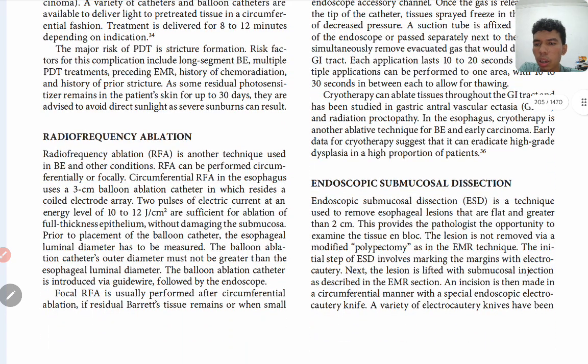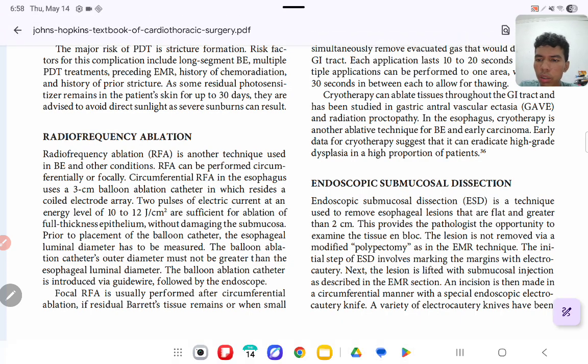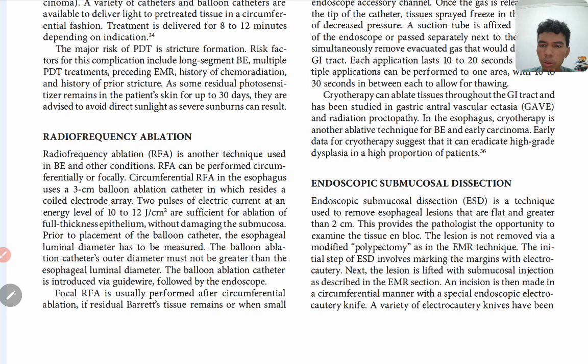Radiofrequency ablation. Radiofrequency ablation (RFA) is another technique used in BE and other conditions. RFA can be performed circumferentially or focally. Circumferential RFA in the esophagus uses a 3 cm balloon ablation catheter in which resides a coil array. Two pulses of electric current at an energy level of 10 to 12 joules per square centimeter are sufficient for ablation of full thickness epithelium without injuring the submucosa.